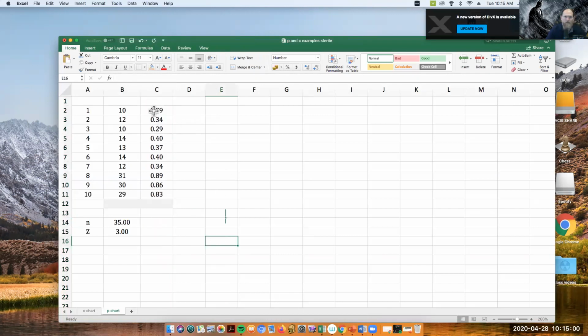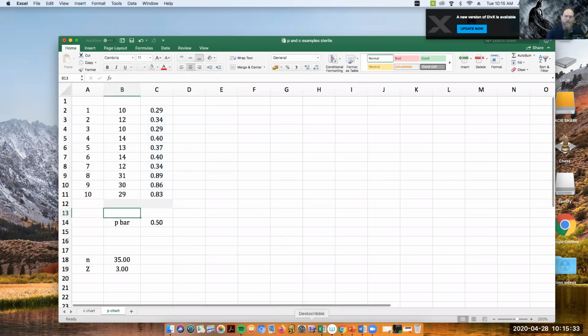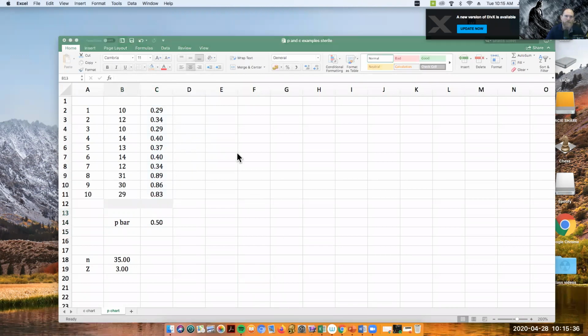Okay. So those are my respective proportions. And I'm just going to give myself some space. Okay. And like everything else, I've got to take the average of those numbers. And that's going to give me P bar. Huh. That's kind of weird. Just a nice clean 0.5. Let's see if I can do this without a whole lot of hassle.